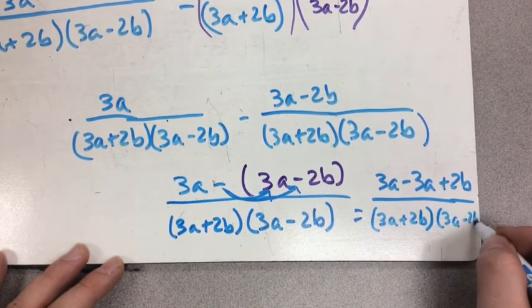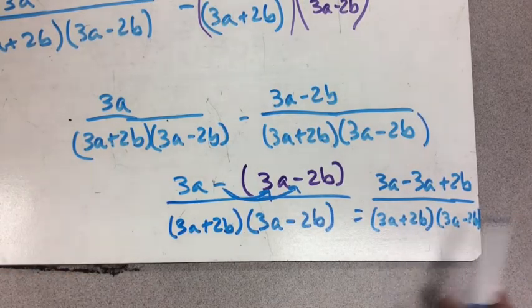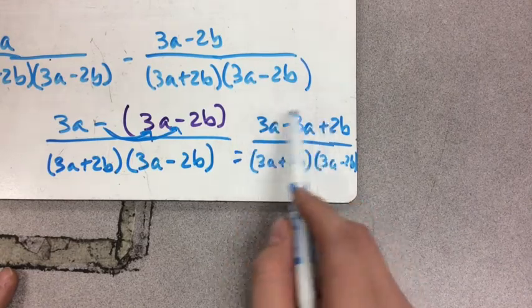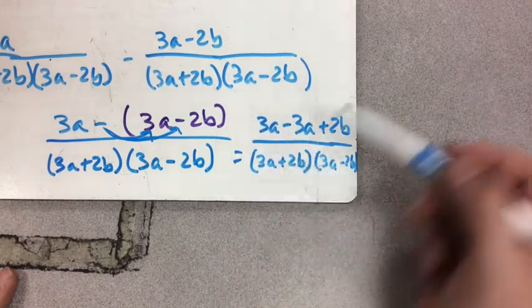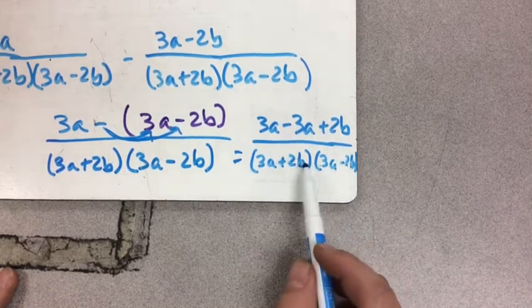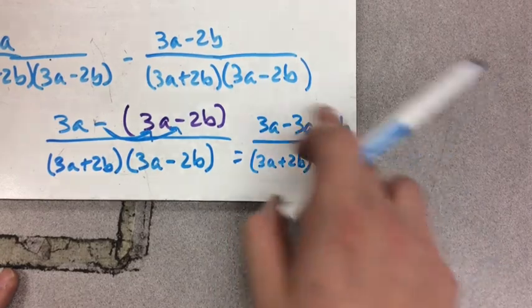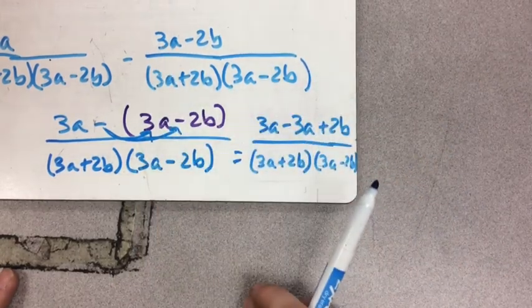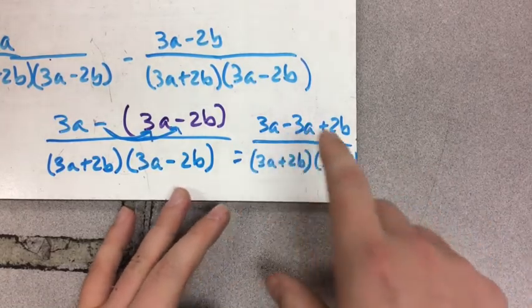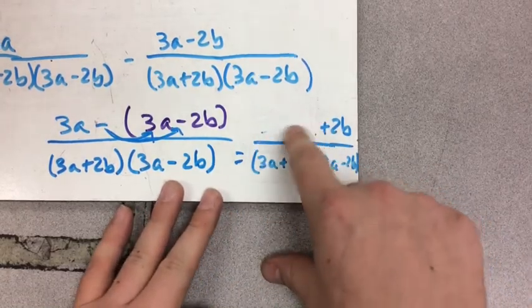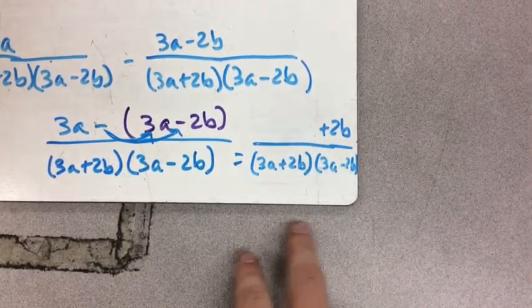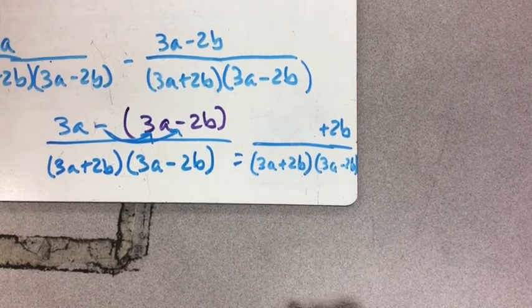The reason we want to leave these in factored form is that sometimes in the numerator we'll get one of these factors back and we can continue to cancel stuff out. So there's no point in putting this back together just to take it back apart. So we'll leave it apart. Only in the numerator do you need to be doing the multiplications. Let's clean this up a little bit. We have 3a minus 3a, so these are actually going to cancel. And it looks like we're left with a final answer of 2b over 3a plus 2b times 3a minus 2b.